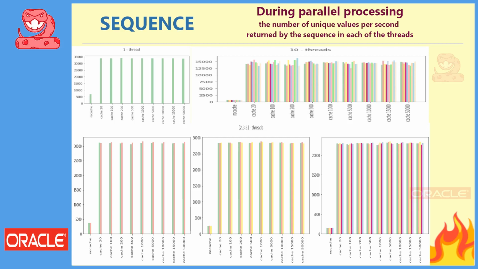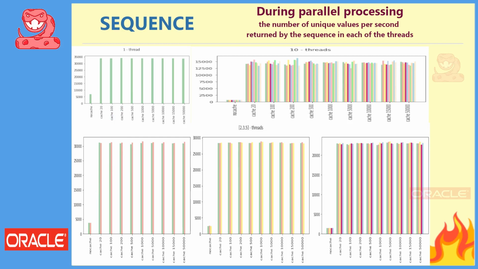Let's visualize these numbers on graphs to make the results easy to comprehend. The histogram depicts the results of generating new values for the sequence per second when launching in 1 thread, 2, 3, 5, and 10 threads. The data is represented separately for each thread. For example, when launching in 2 threads with the no cache option, each thread managed to generate around 3,500 unique values.